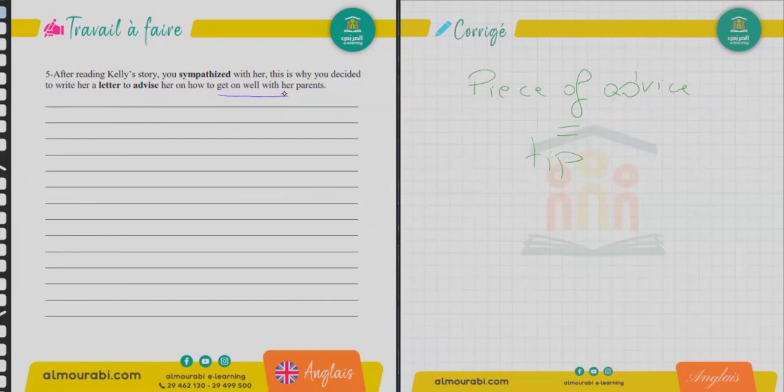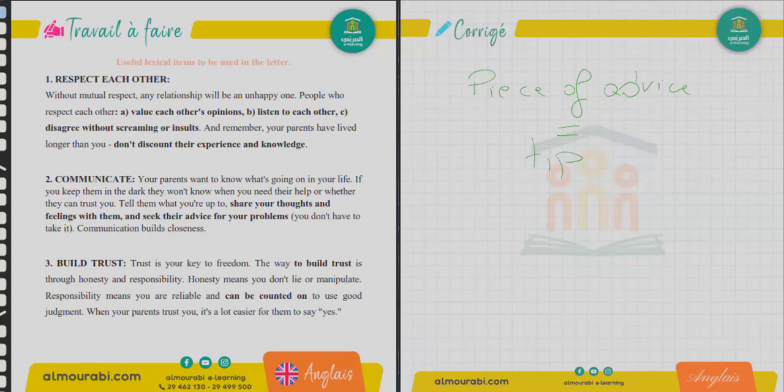Focus with me well here. I provided you with the lexical items, meaning words and expressions that you might use in your letter. We talked about them before. The first one has to do with respecting each other. We can mention it in our letter.